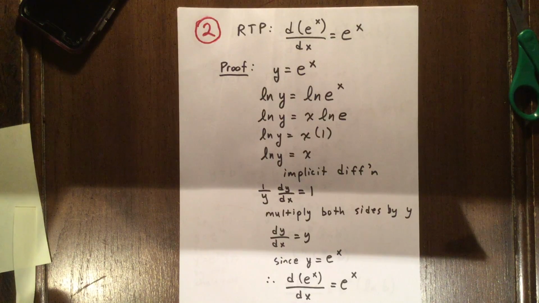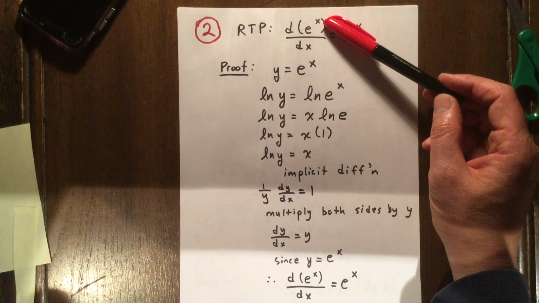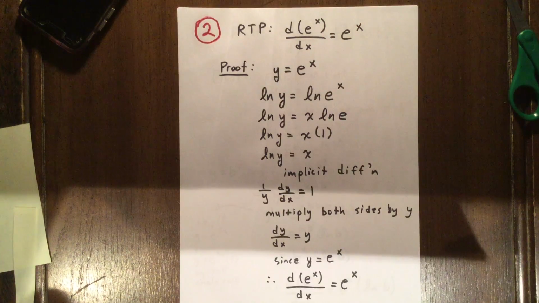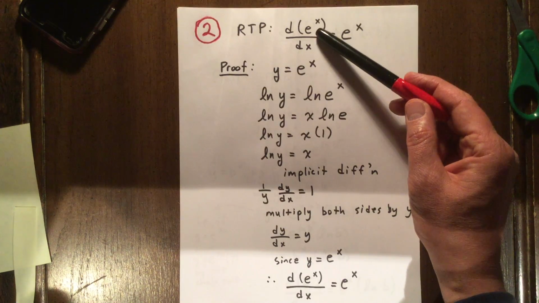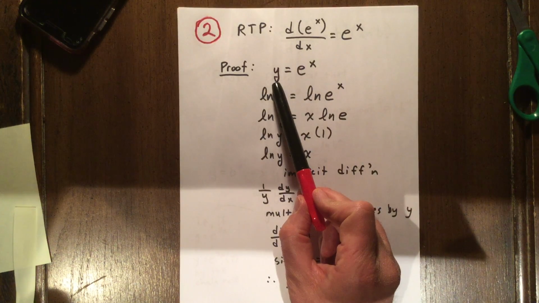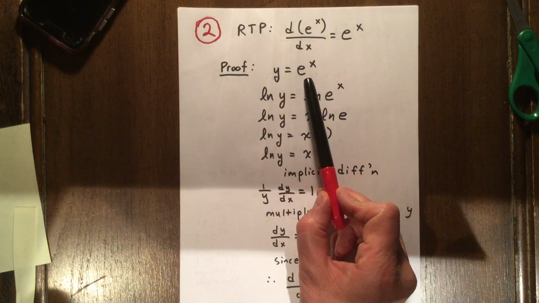Okay, now let's move to the next proof here. We want to prove that the derivative of e to the x with respect to x is e to the x. It's a pretty neat property of the function e to the x, that every y-coordinate is the slope of the tangent line. In other words, the derivative is itself. Well, let's prove that. Let's start with y equals e to the x.